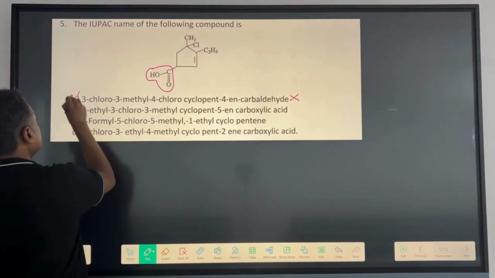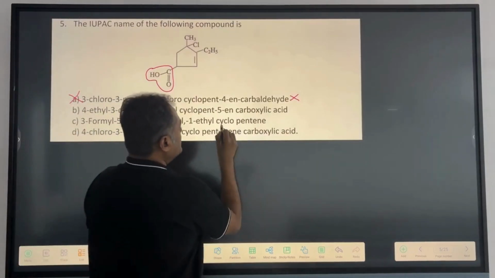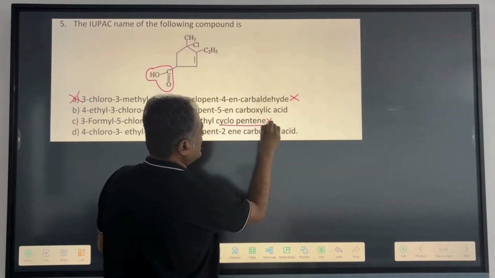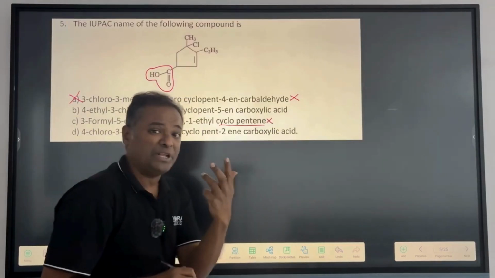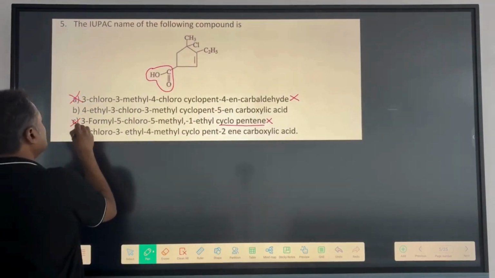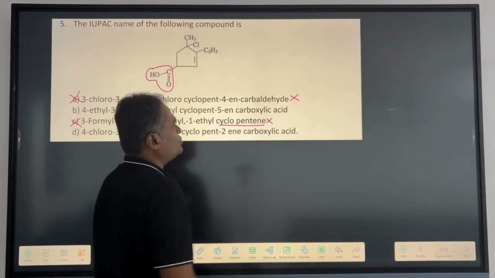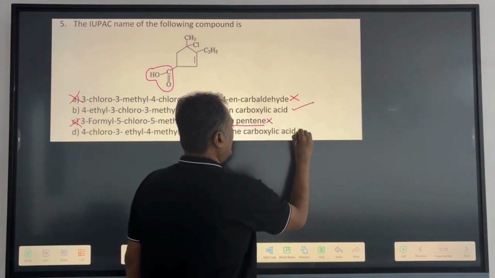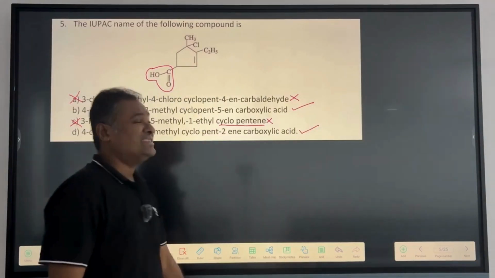Now over here the higher priority group is acid, so it cannot be carbaldehyde. So the first option gets eliminated. Now cyclopentane cannot be the answer because acid is the main principal functional group, so it should be the suffix name. So even this option is cancelled. Now we are left with only 2 options. One is carboxylic and this is carboxylic. Now what else can you see?